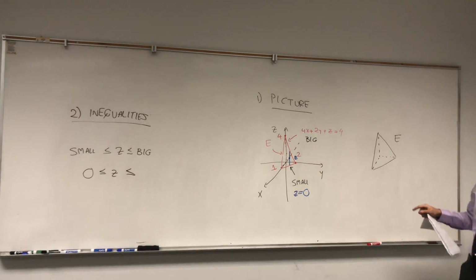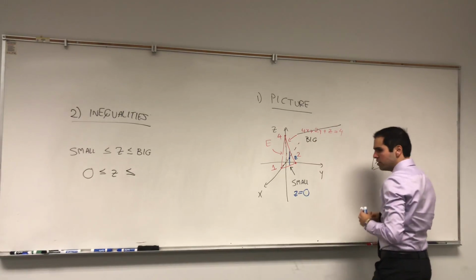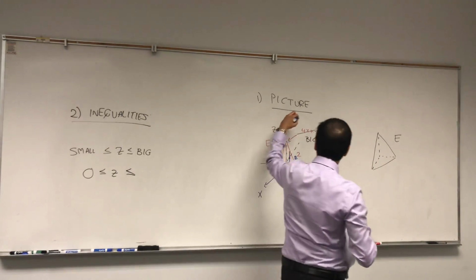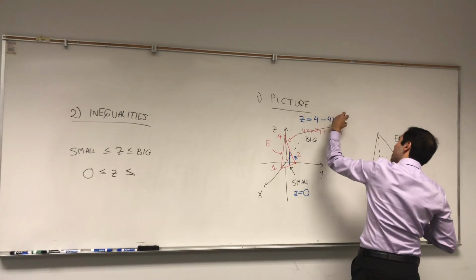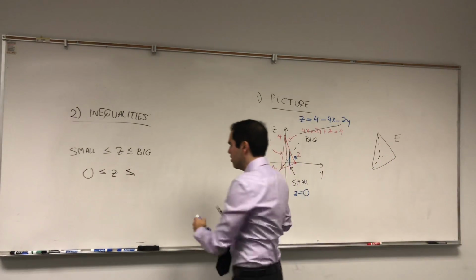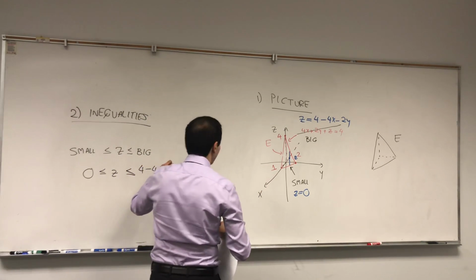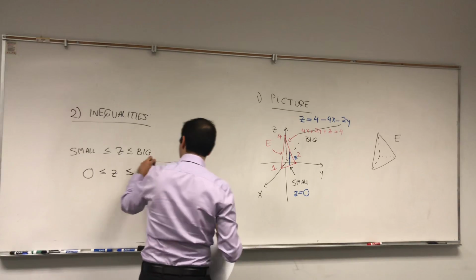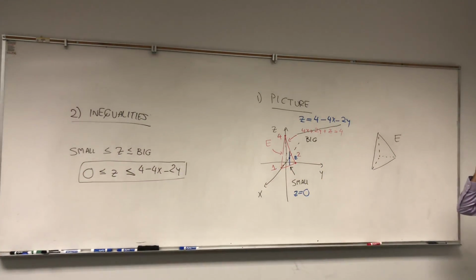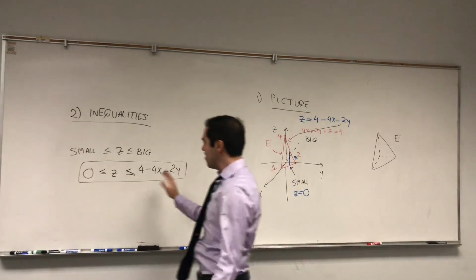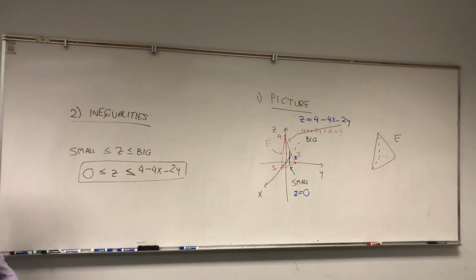And all you need to do is rewrite this in terms of z. But notice this is the same thing as saying z equals 4 minus 4x minus 2y. And in fact, that's how you get the first inequality. 4 minus 4x minus 2y. Okay, very good. And by the way, very normal, right? Z is usually trapped between two things that are just functions of x and y.